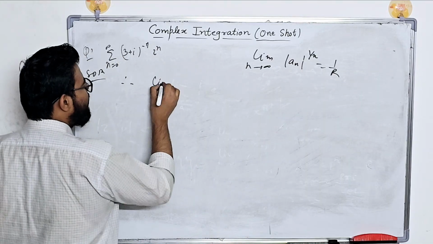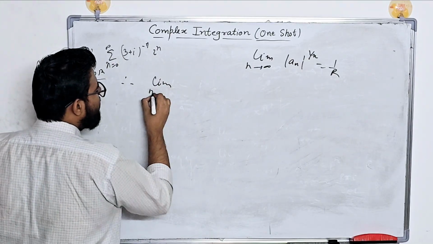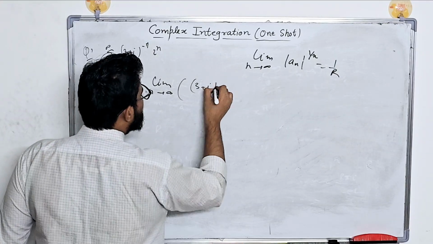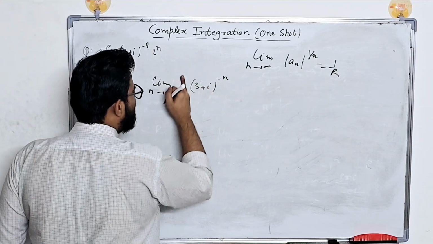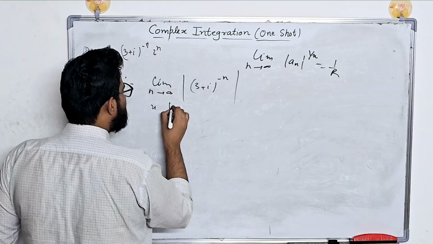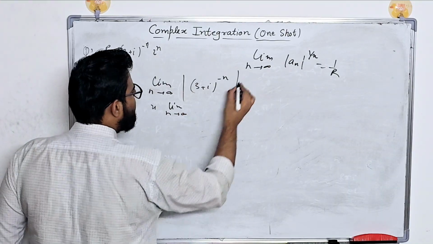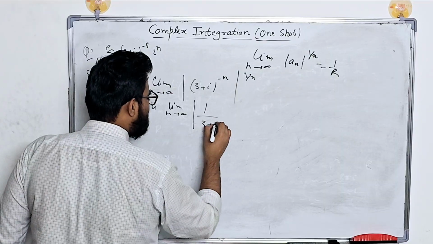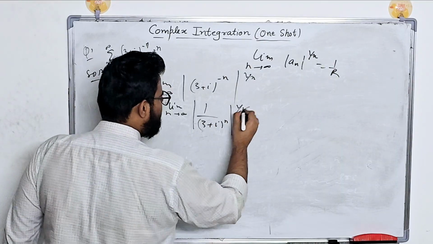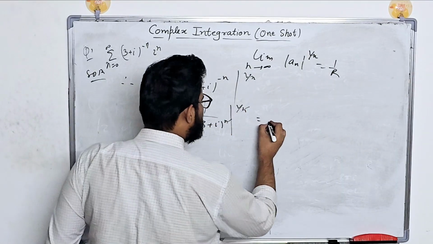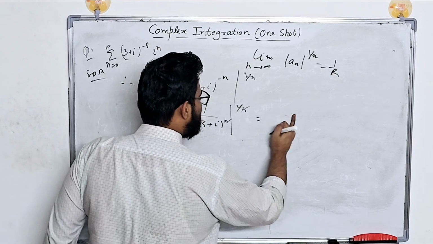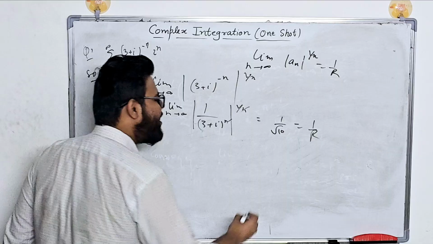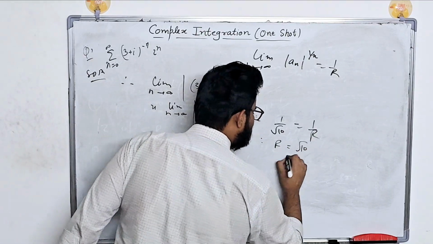Hence we have the limit n tends towards infinity of the quantity (3 + i) raised to negative n, mod, raised to 1 upon n. So it is the limit as n tends towards infinity of mod of the quantity 1 upon (3 + i) raised to n, whole raised to 1 upon n. So n and n get cancelled. So it is basically equal to 1 by root 10, which is equal to 1 upon R, right? Hence R is equal to root 10.